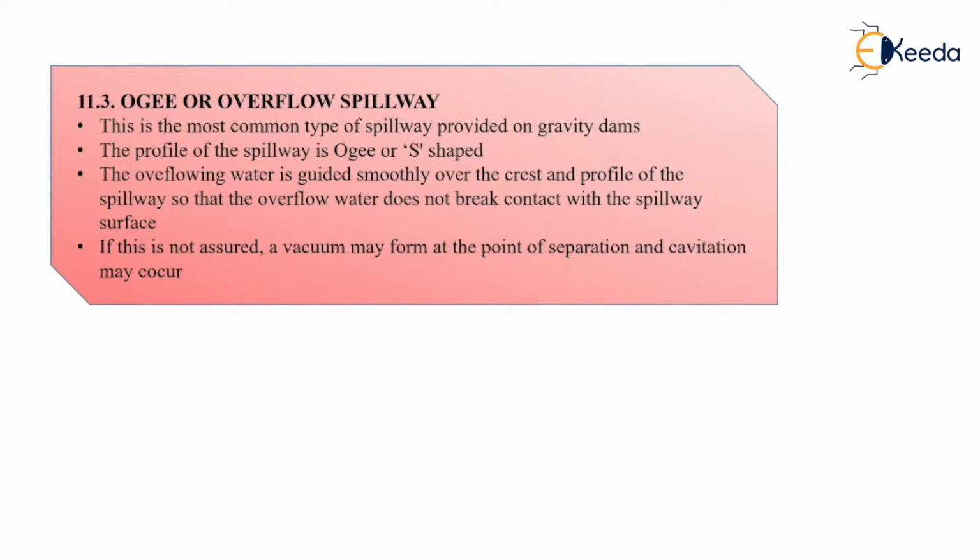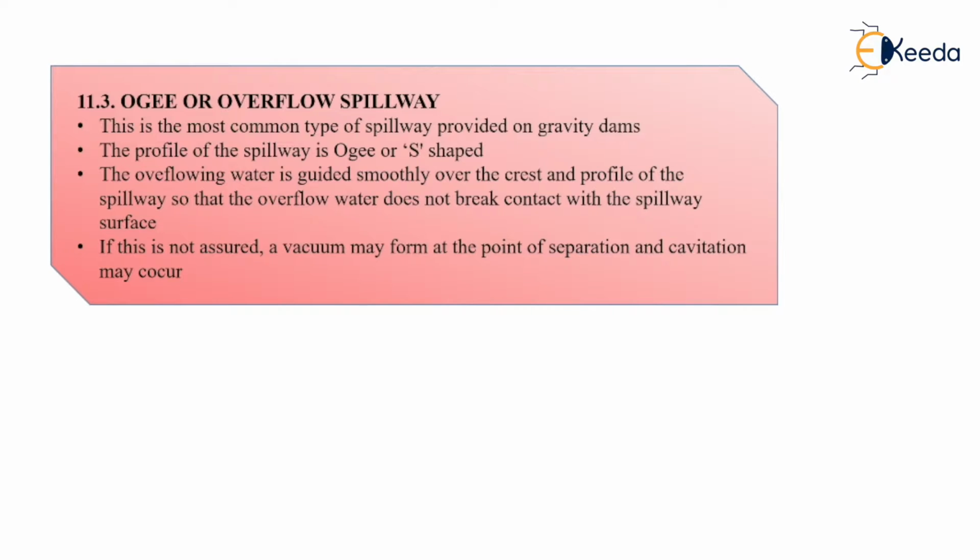Because of such a provision, this energy will get dissipated and become completely zero, and this water is then freely and safely discharged into the natural water flow, that is, a river flow. So this is the reason why the Ogee profile, Ogee shape has been adopted.